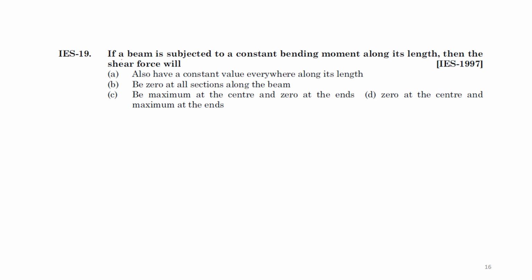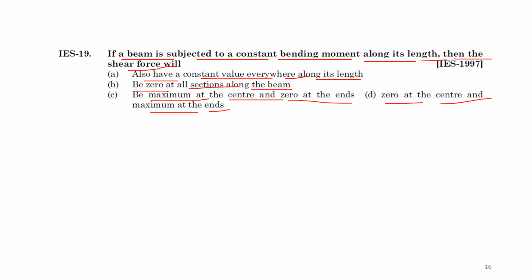Next question, if a beam is subjected to a constant bending moment along its length, then the shear force will be, if a beam is subjected to a constant bending moment along its length, then what will our shear force be? Options are: A, also have a constant value everywhere along its length; B, 0 at all sections along the beam; C, maximum at the center and 0 at the end; D, 0 at the center and maximum at the end. These are the four options.